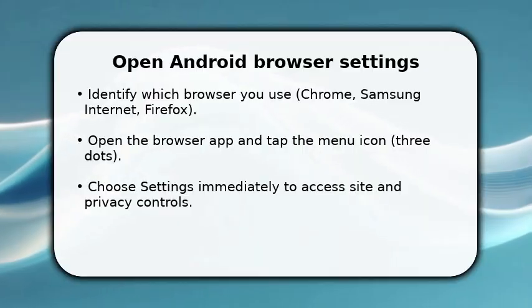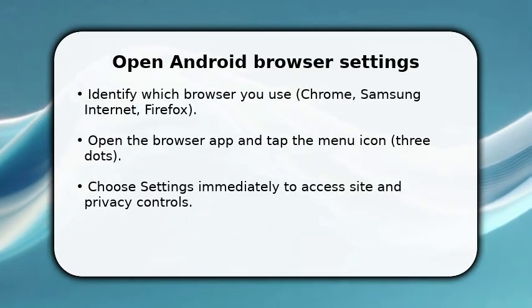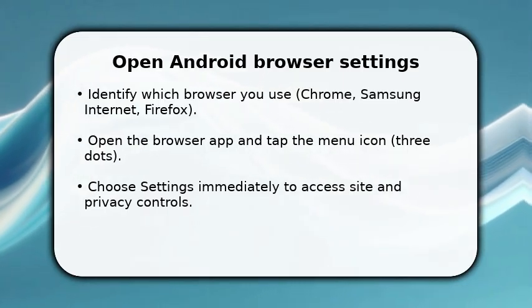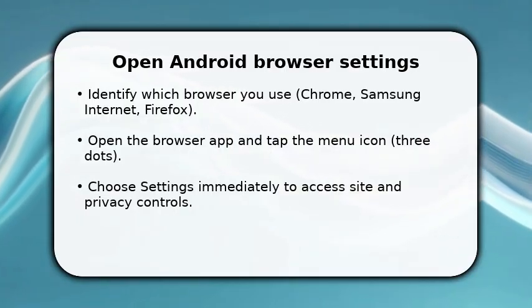You're starting inside your Android browser. Pick the one you actually use because the steps vary slightly. First, open the app and tap the menu, usually 3 dots, then select Settings so you can reach Site Controls.